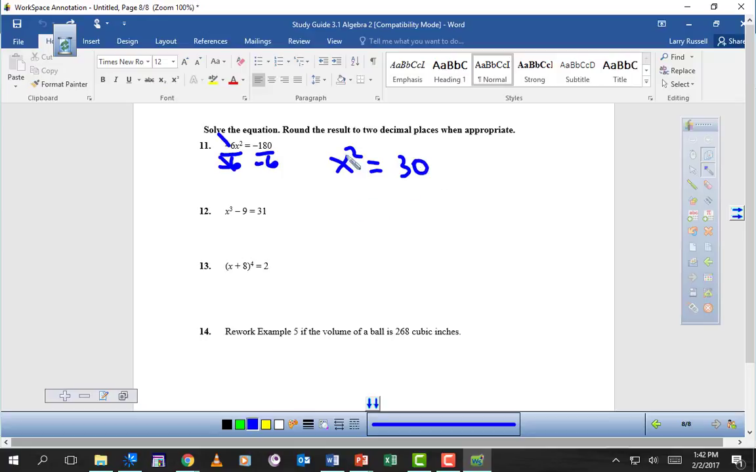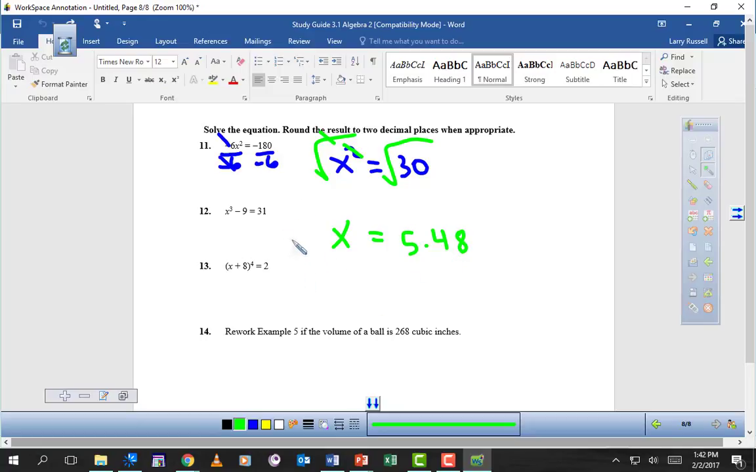Now, the inverse operation of a square is a square root. So hopefully you understand that this problem we're going to do a square root. Okay? Because that square cancels out the square root. So now we have x, and now we have the square root of 30. And what do we get? Square root of 30 is what? 5.48.